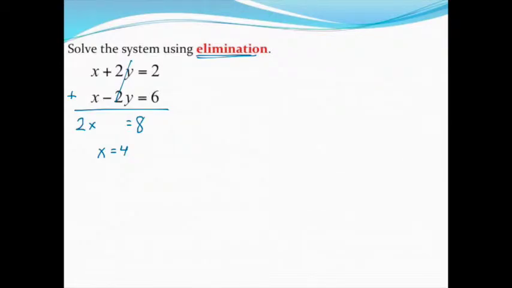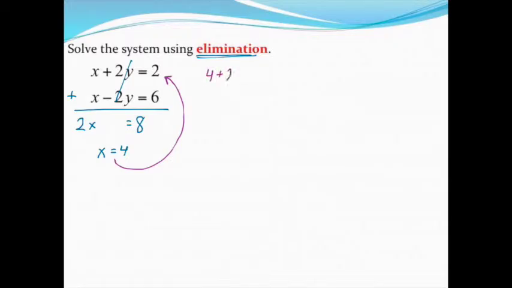To find your other variable, just like with substitution, go back to the beginning, plug that value in, and solve for the other variable. You're welcome to use either equation, the top or the bottom one, it won't matter. Pick the one that's easier, the one you like better. The top one has no negatives and smaller numbers, so I'm going to pick that one. Let's replace our x with 4 and then solve for y.